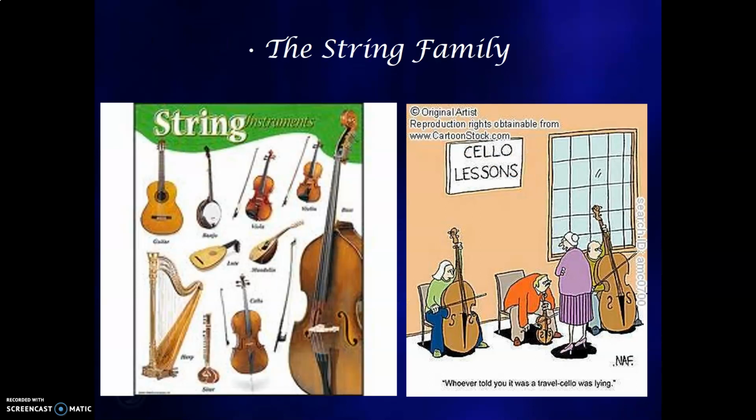Okay, looking at the string family, got the guitar, the banjo, the viola, the violin. There's the harp. There's a thing called a sitar in there, lute, mandolin, cello, double bass. Certain ones are used in jazz and certain ones are not. Yeah, my comic here says, whoever told you this was a travel cello was lying. Cute, huh?